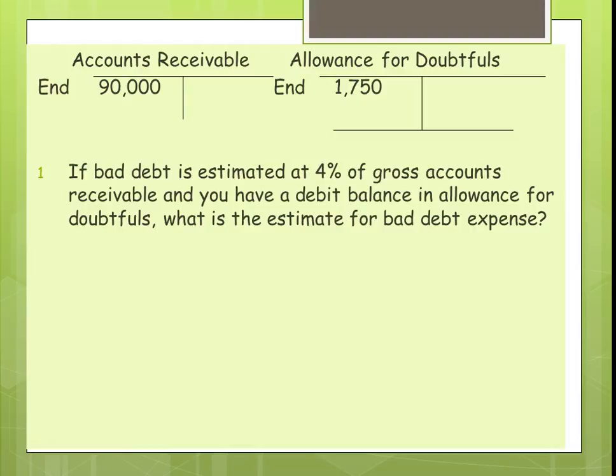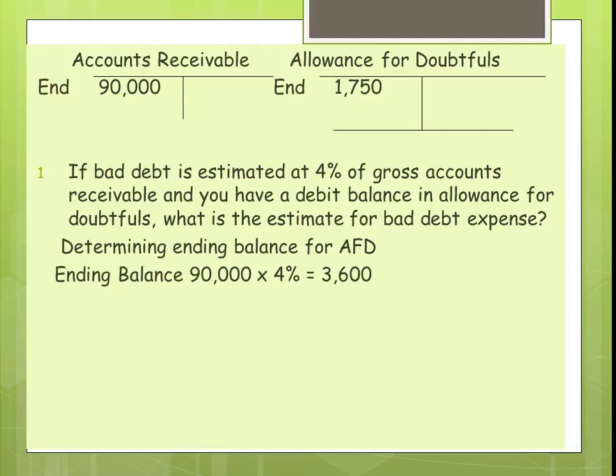Okay, so here's our first example. If we had bad debt expense that we're estimating at 4% of gross accounts receivable, and you have a debit balance in the allowance for doubtful accounts, what is our estimate for bad debt expense? Well, first of all, we have to determine the ending balance for allowance for doubtful accounts. We know the ending balance should be $3,600. That's what it's telling us. We're saying that's how much we should have.